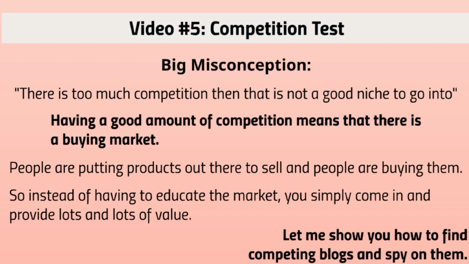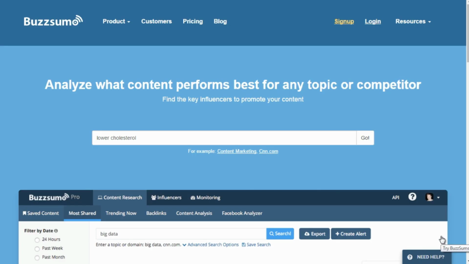So let me go ahead and show you how to find competing blogs and spy on them to do the necessary competitive intelligence. Technically you can go to google.com and do a search for blogs in your niche. But a tool that I like to use is called buzzsumo.com. The reason I like this is because this site literally analyzes the content that performs the best within the niche. So this really is going to help shortcut things for you.